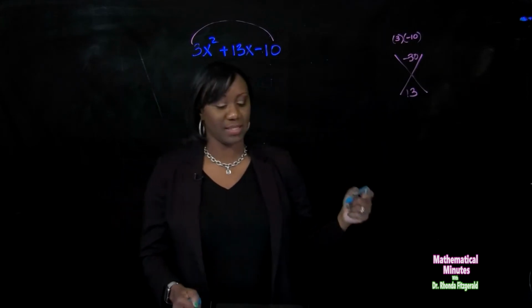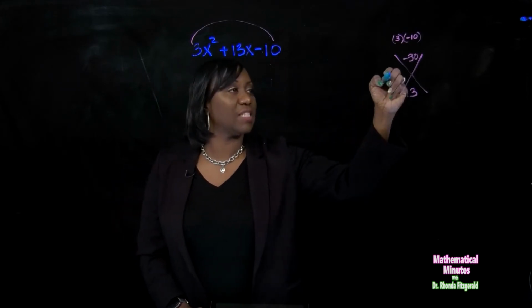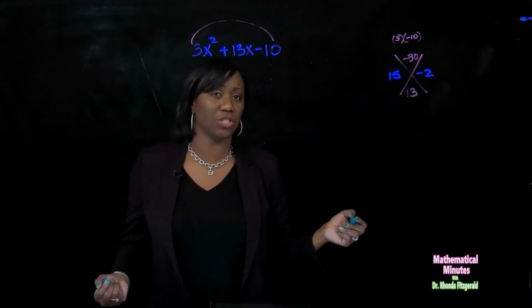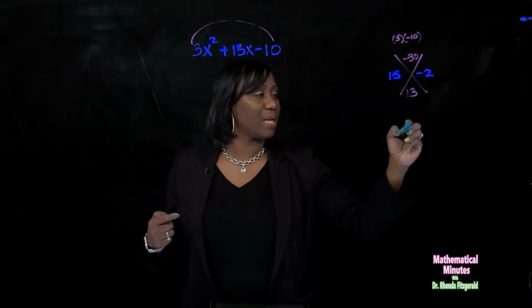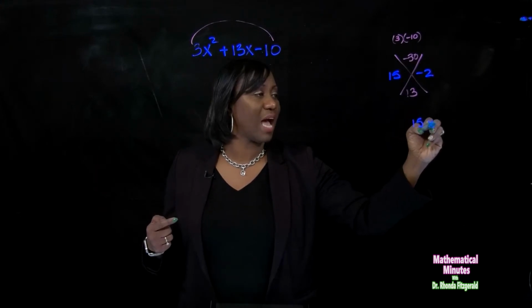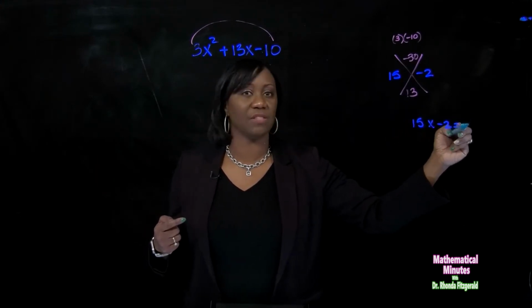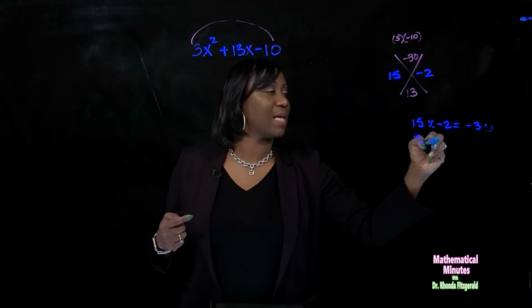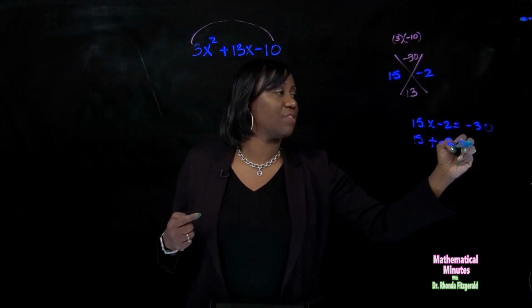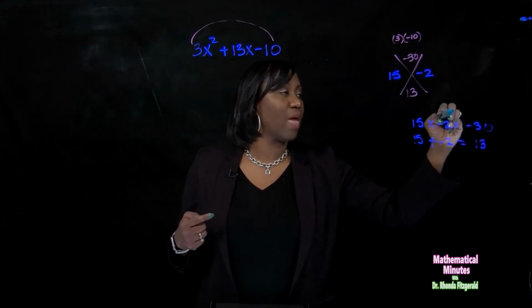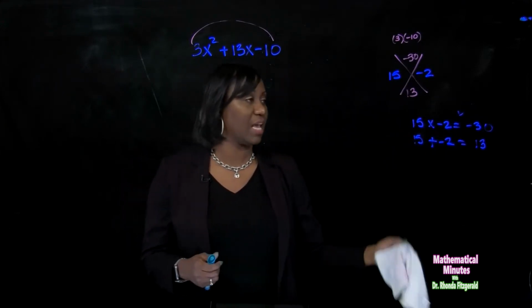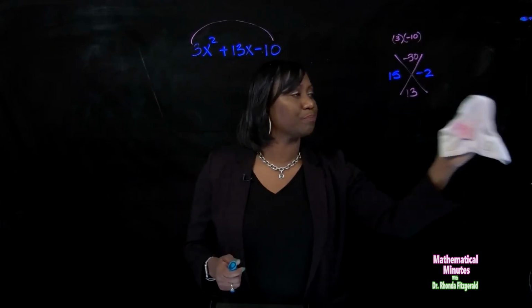And the two numbers that satisfy this are 15 and negative 2. Why is this the case? Because 15 times a negative 2 gives me negative 30, but 15 plus a negative 2 gives me 13. So now we know, yes, these are the numbers that we are looking for, 15 and negative 2.